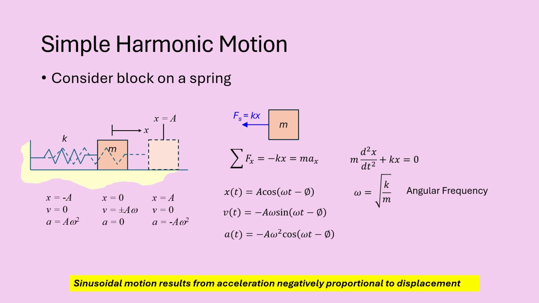As the velocity reaches its maximum value of Aω, it starts to get pushed to the right by the spring and it starts to slow down. In other words, accelerating to the right. The key takeaway for simple harmonic motion is that there is a restoring force that ensures acceleration is negatively proportional to displacement.